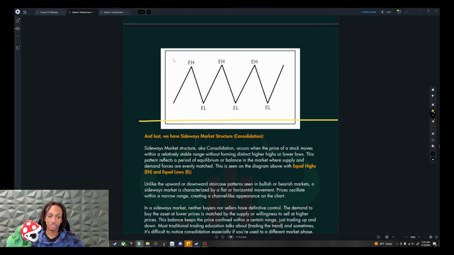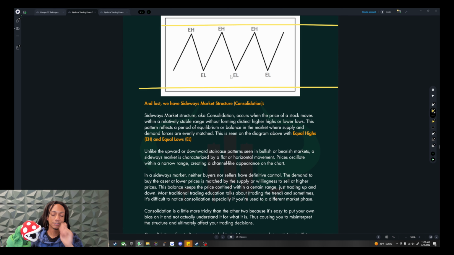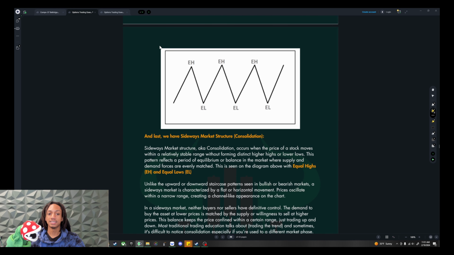And then we have sideways market structure, or consolidation. Honestly, it's kind of how I talked about doji candles and indecision. It's the same thing with sideways market structure. The forces of supply and the forces of demand are kind of balanced. Nothing completely outweighs the other. So you have the support level and then you have the resistance level, and price is just trading in between it. There's not enough of an imbalance on either side for price to keep moving up or for price to keep moving down. And that's shown with equal highs and equal lows, or near equal highs and equal lows.